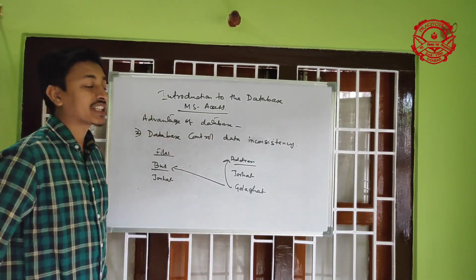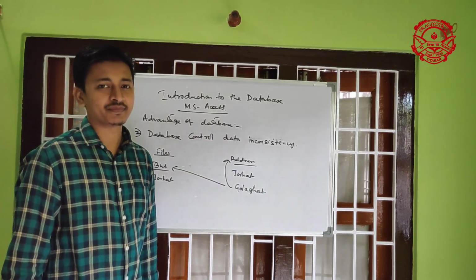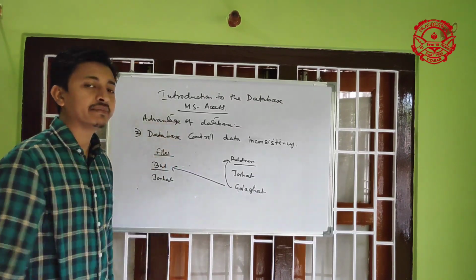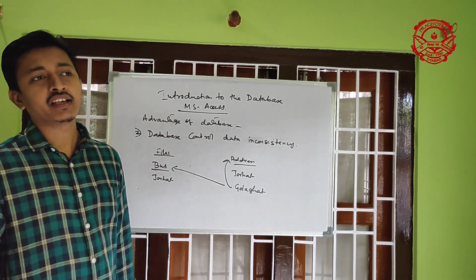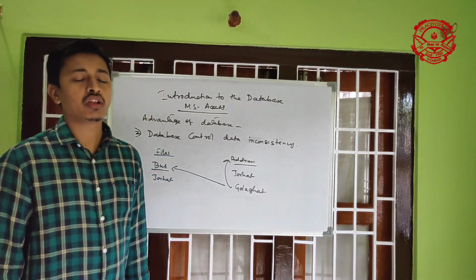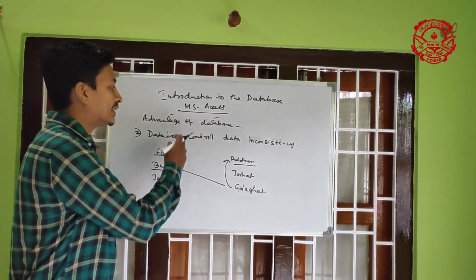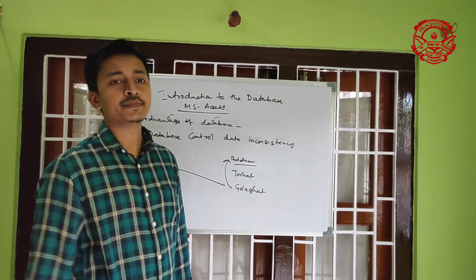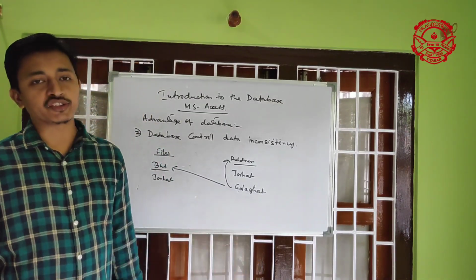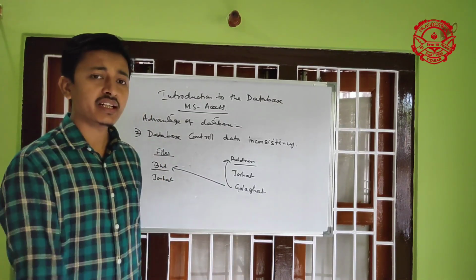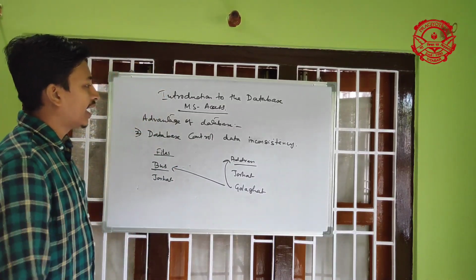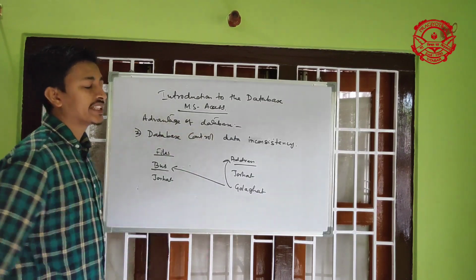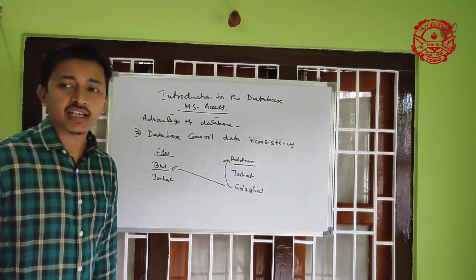But the database controls data inconsistency. It is not going to happen when I am using a database or DBMS. That's why every company, every school, every university uses DBMS, so that this inconsistency does not happen in their information. So this is another advantage: the database controls data inconsistency.